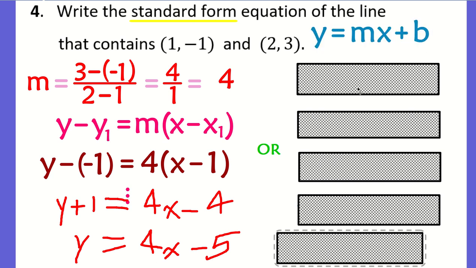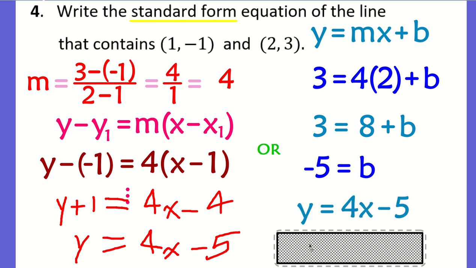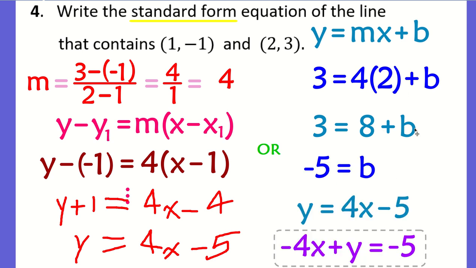Alright, and once again, perhaps you're more comfortable because of your background or whatever. Maybe you're more comfortable with this method, but again, this being standard form, if all they want is slope-intercept form, then you're done at this step.